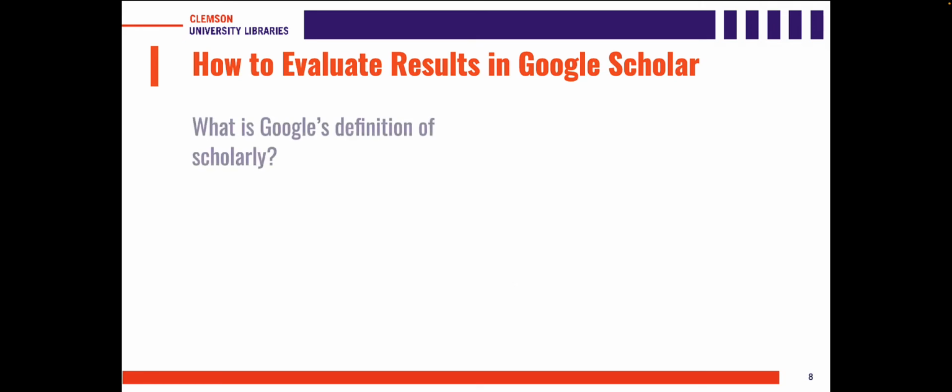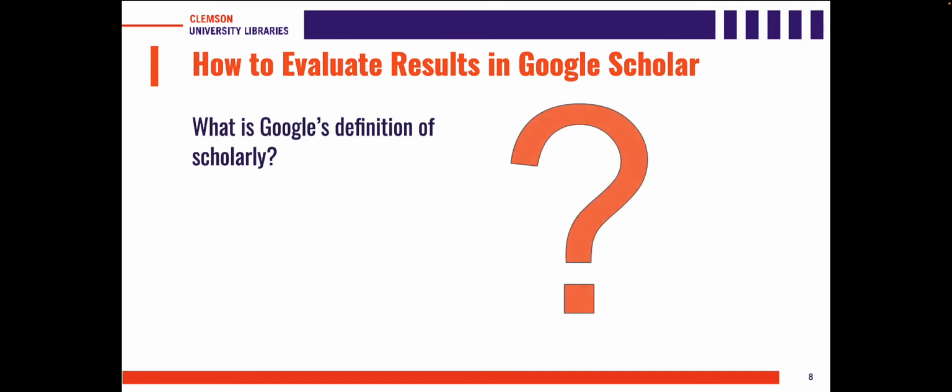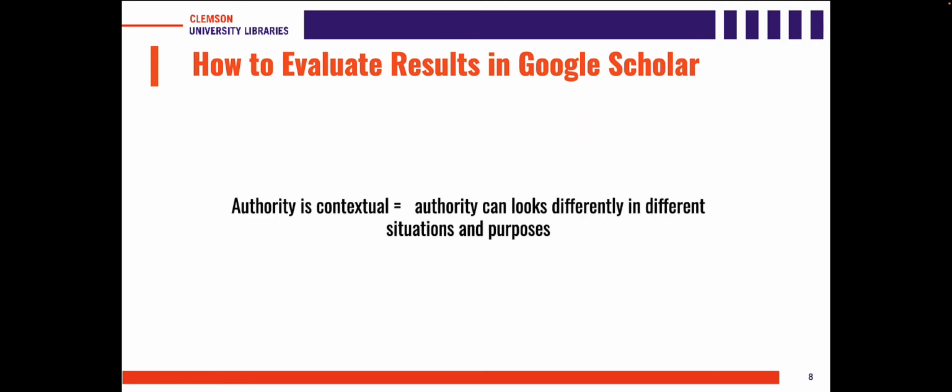With any results, it is important to evaluate them. Because we do not know the criteria that Google Scholar uses to classify these sources as scholarly, it's important to do some investigation on these sources. Authority is contextual, meaning that authority or credibility may look different in different contexts. It depends on the purpose that you're using the source as evidence.